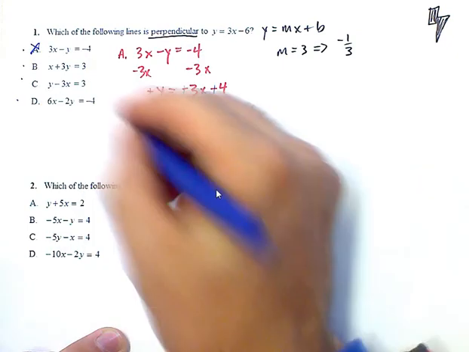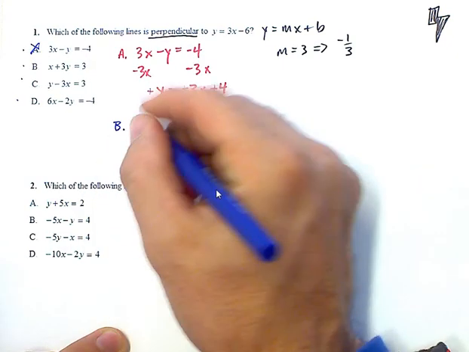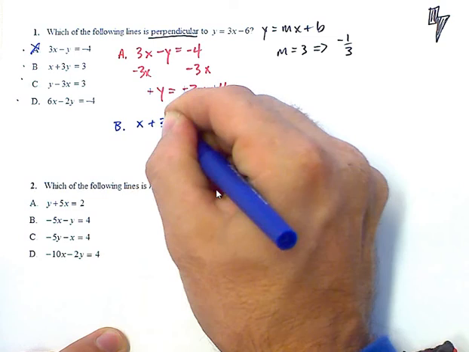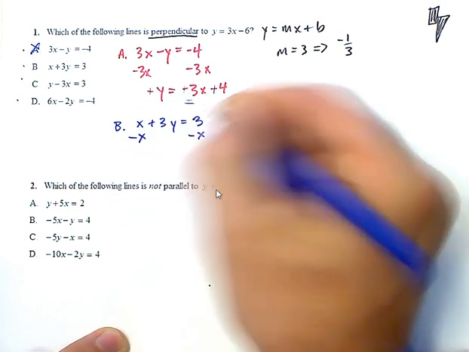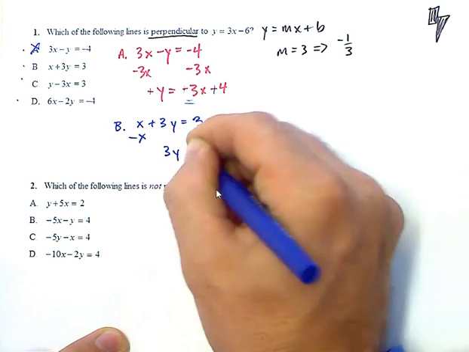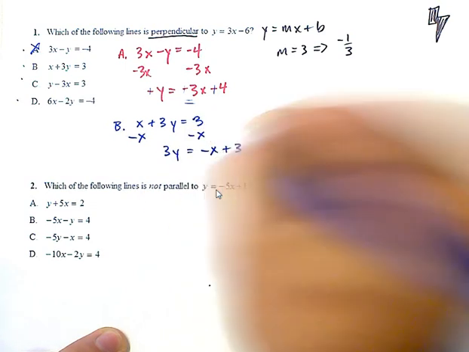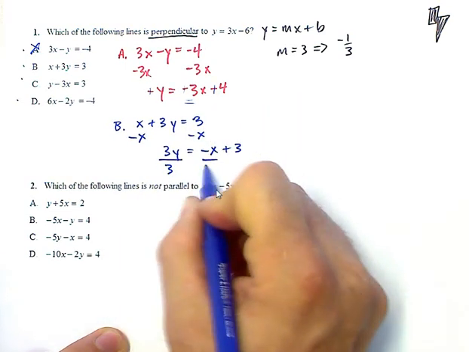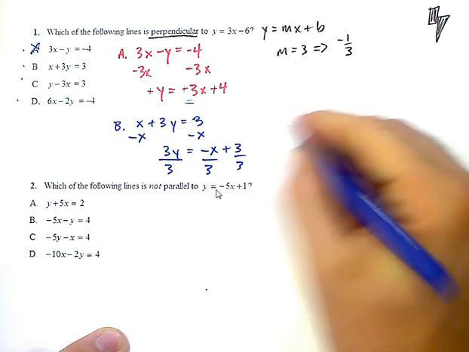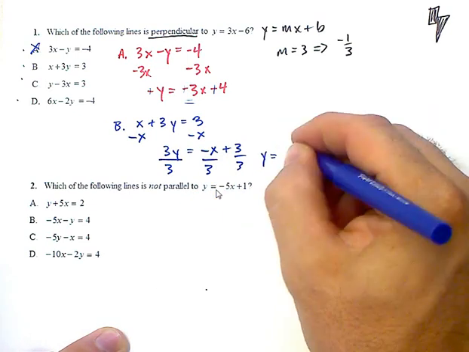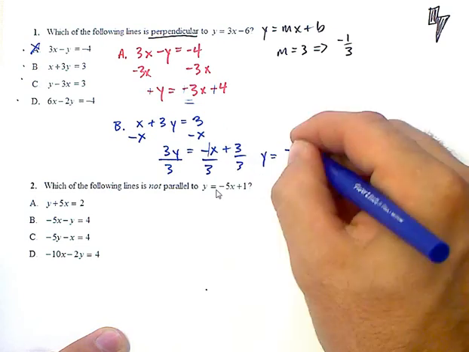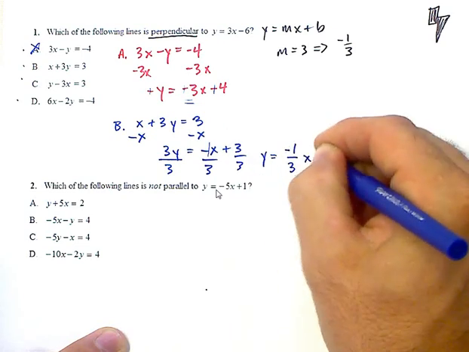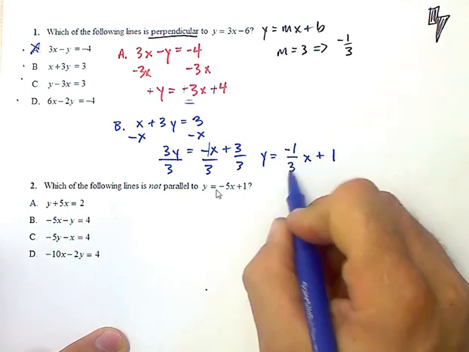x plus 3y is equal to 3. I'm going to subtract the x from both sides, and I get 3y is equal to negative x plus 3. You're going to get y by itself and divide by 3. And here you see it gives me y is equal to negative, now if there's not a number in front of x, we could say it's a 1, negative 1/3 x plus 1. Here I have the slope, and in answer choice B, I have that negative 1/3 slope.